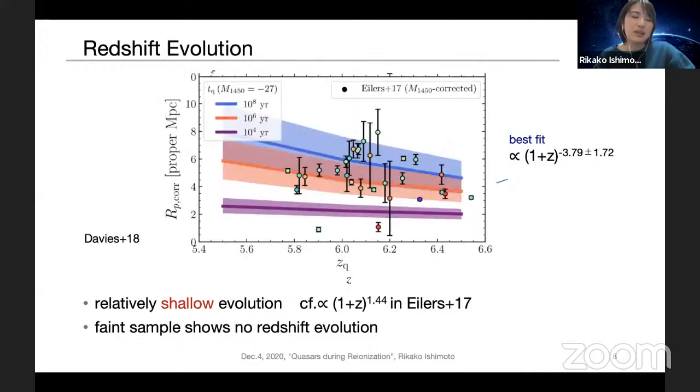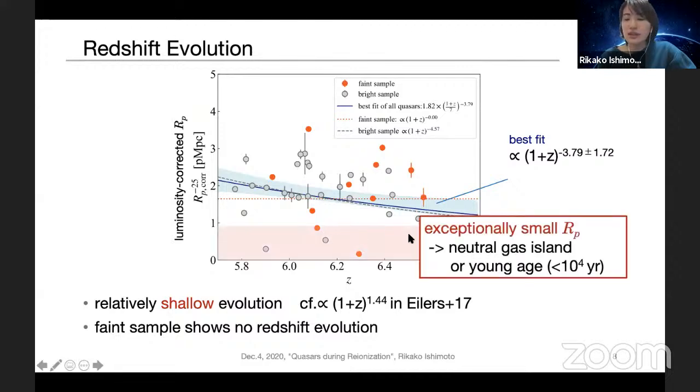Interestingly, Davies et al. 2018, in their simulation, demonstrated that young quasars, shown in this purple line, tend to have small proximity zone sizes. And in our normalization, this criterion corresponds to 0.9 megaparsec, shown in this red region. The two quasars in the faint sample and two in the bright sample meet this criterion. And such a small proximity zone suggests a young quasar age, younger than 10^4 years, or the existence of a neutral gas island in the line of sight.